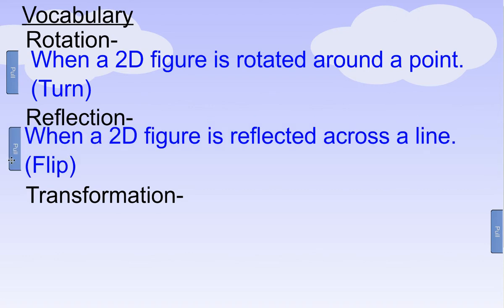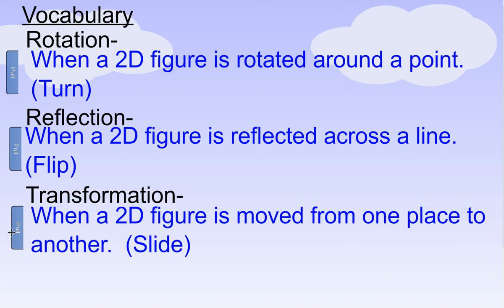A reflection is when a 2D figure is reflected across a line. Think of it like a flip or a mirror image. That's what a reflection would be. And a translation is when a 2D figure is moved from one place to another. So it says slide from one place to another, but the orientation stays the same. It's not turned, it's not flipped, it's not rotated. You're just kind of moving it.